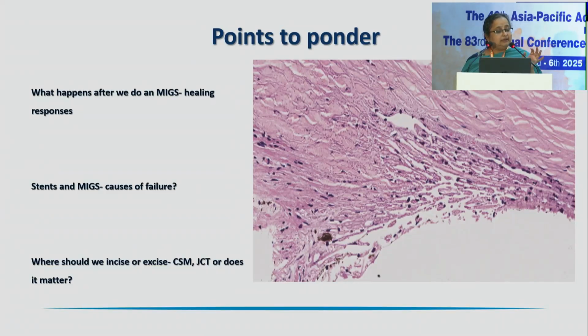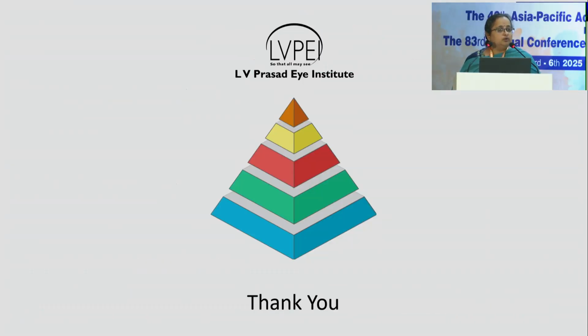So these are things that we really have to consider: if you make an anterior incision close to the Schwalbe's line and remove the JCT also, does it really matter as far as the IOP control is concerned? These are points to ponder. As far as the anatomy is concerned, we would like to go into the second session.